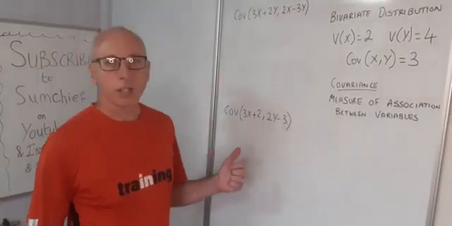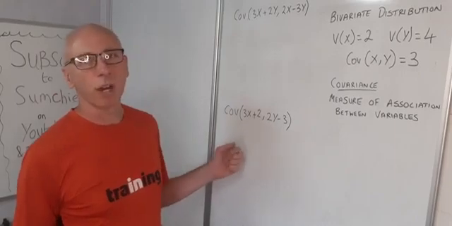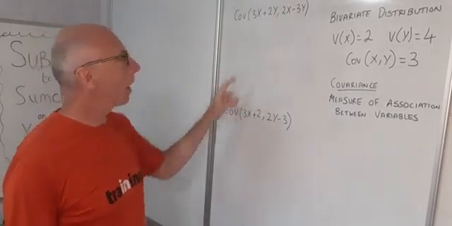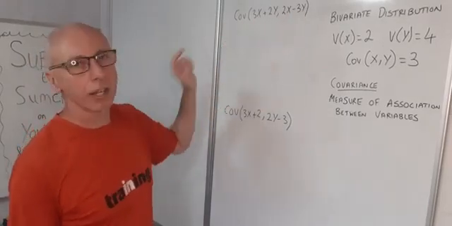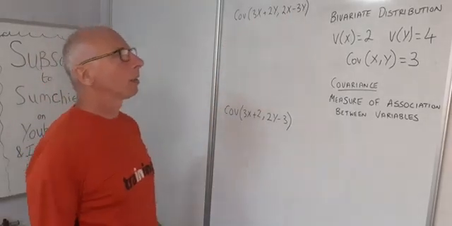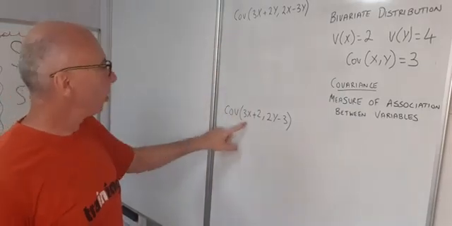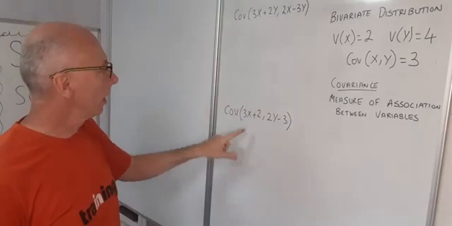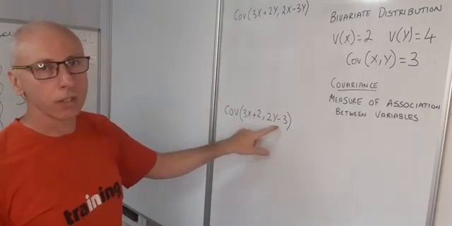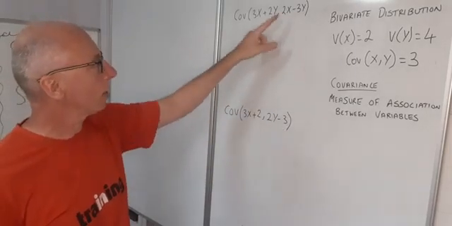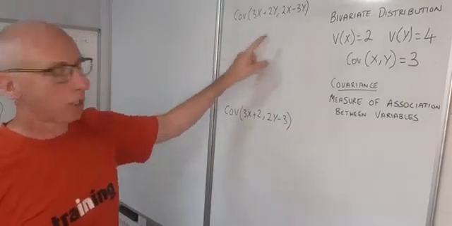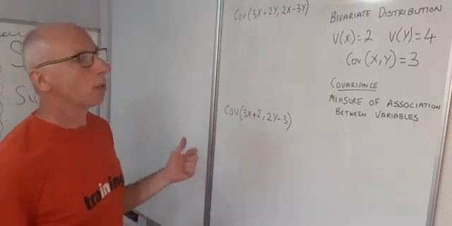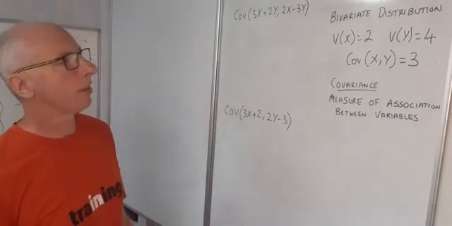Okay, so we're going to look at some statistics, and in particular some bivariate distributions, and calculate the covariance when we weight them in this specific manner. We've got two distributions here: 3x plus 2y and 2x minus 3y, and 3x plus 2 and 2y minus 3. You'll notice there's a slight difference between these two, even though the coefficients are the same. It's just that the two distributions are weighted slightly differently.